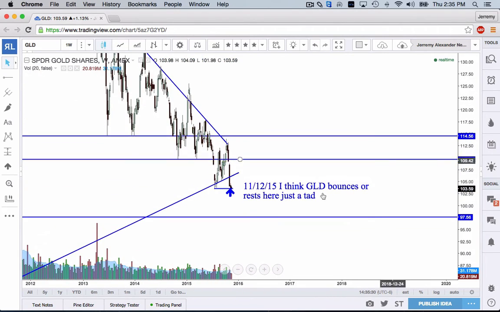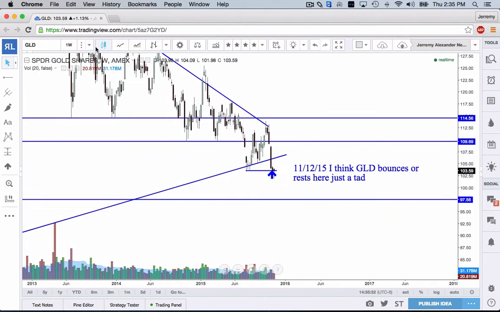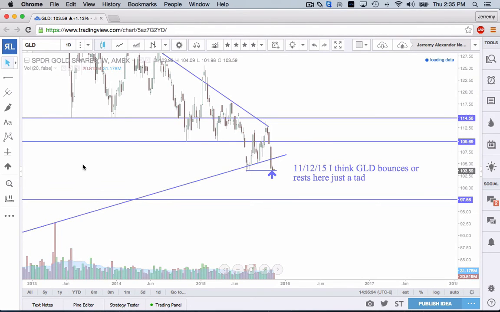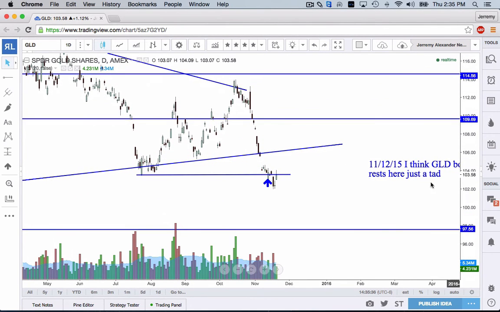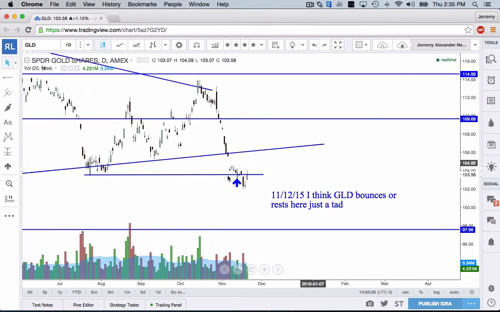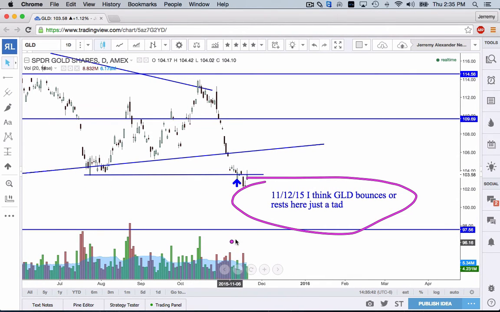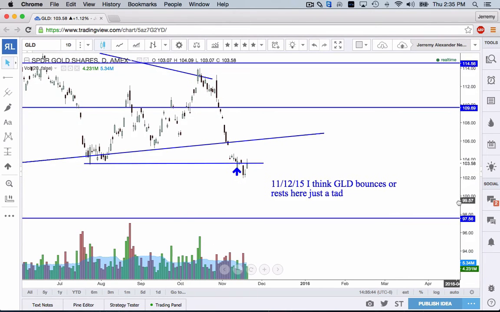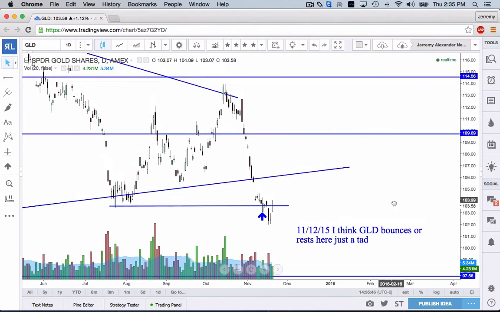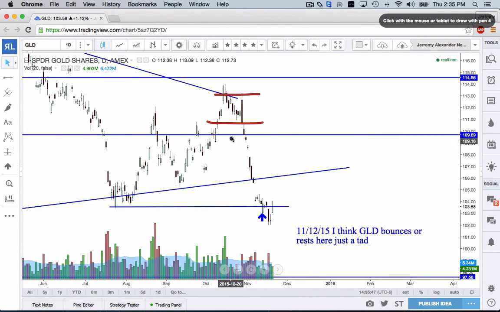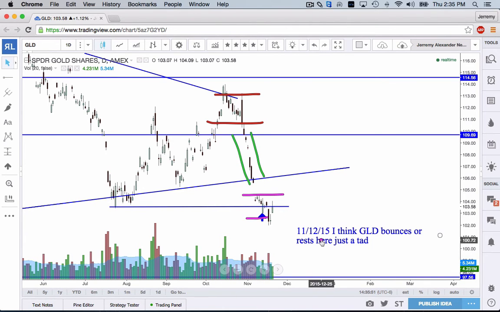We have some trends and some angles coming in here. But if I come in here to a daily chart on ticker symbol GLD, this is a little arrow based on this support. And I said, I think gold bounces here or rests just a tad. Why do I say that? Distribution phase, public participation phase, accumulation phase. It's wild, I know, but this stuff works, man. Dow Theory is spot on.